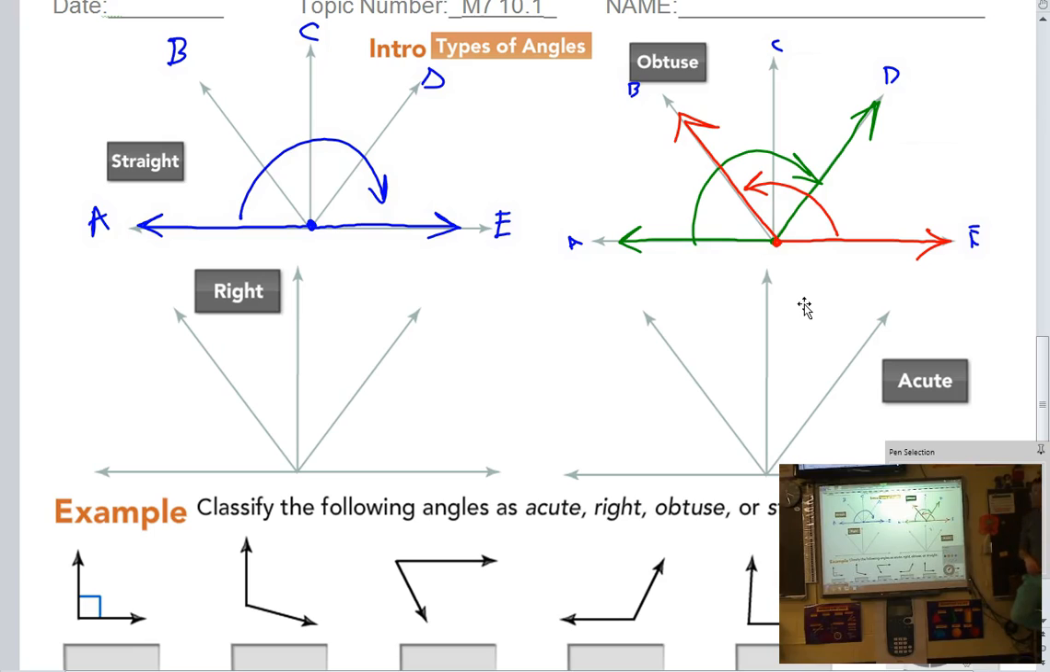Caleb, if we want to do right angles, again, A, B, C, D, E, what can I use?